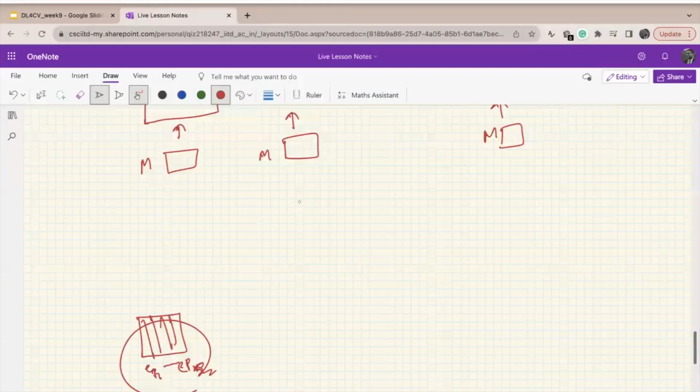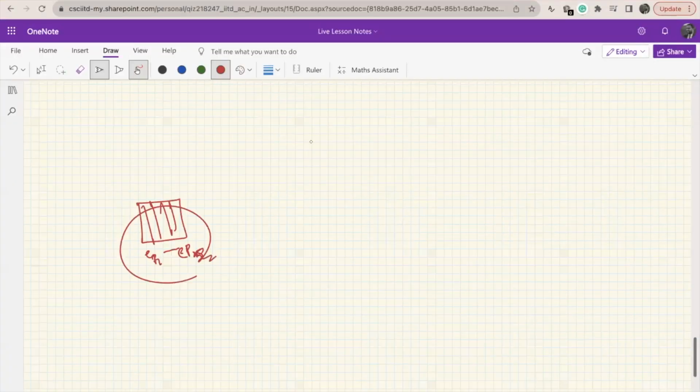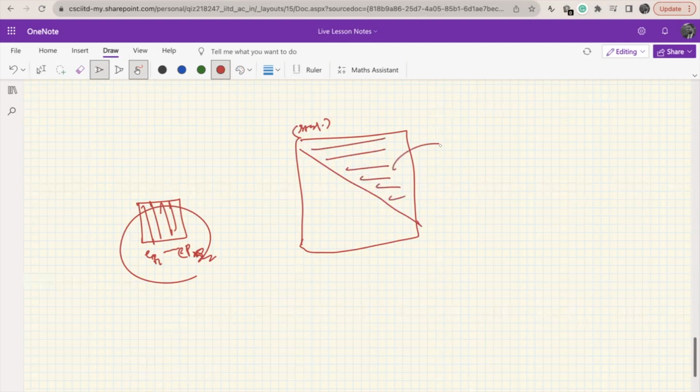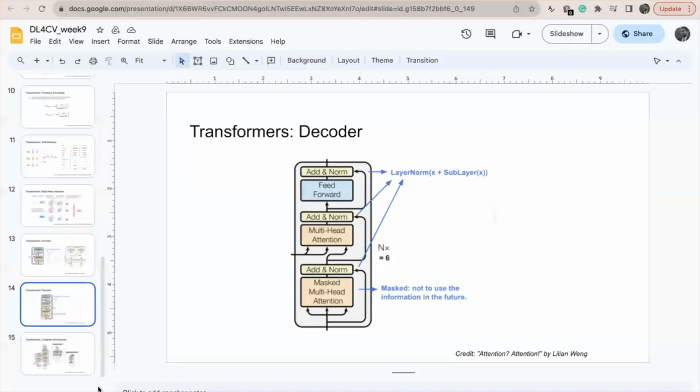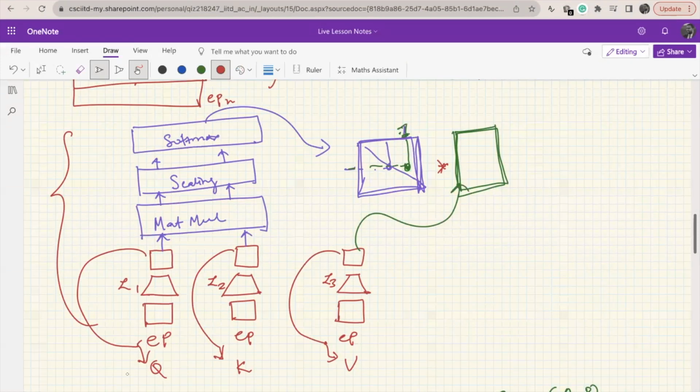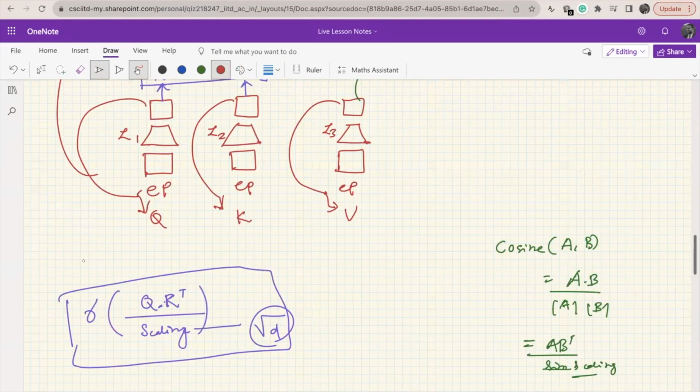So in iteration one, the mask will reveal only the start part, and it will keep all the other values at minus infinity. What will happen if we put these values as minus infinity? You can see in the masked multi-head attention there is a softmax layer, which I discussed in the formula.